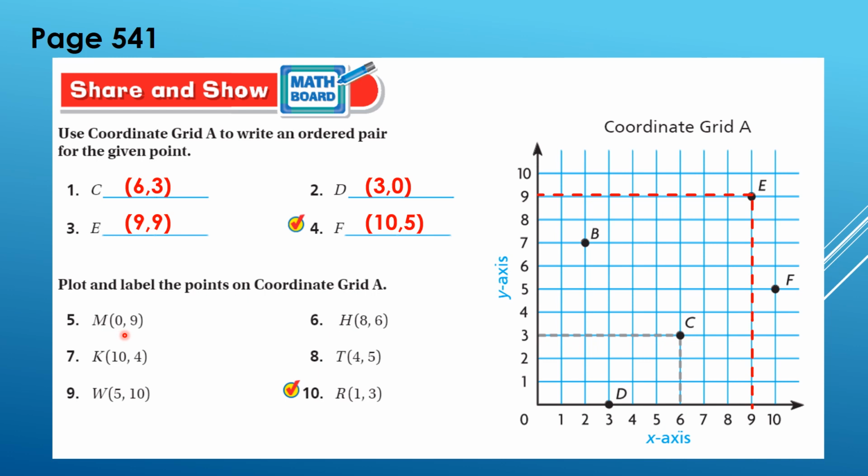0, 9. So I should start from 0. So I'm here. And then, shall I go right or up, students? Because this is the y coordinate, right? Excellent. For the y coordinate, I should always go up, right? So if I start from here, I must go up. Very good. How many points? 9 points. And I just place the point.